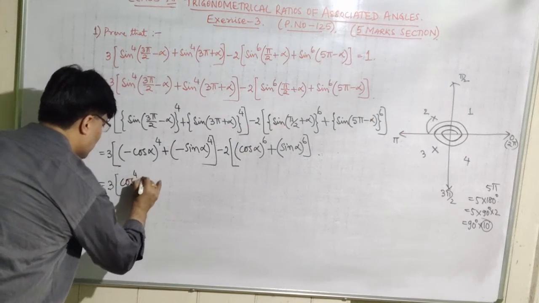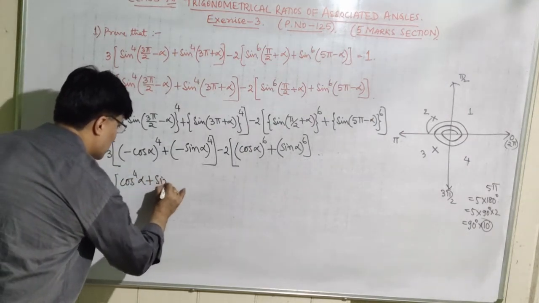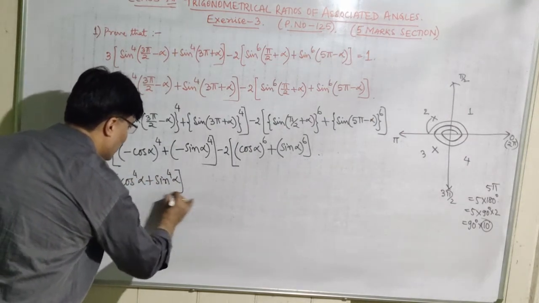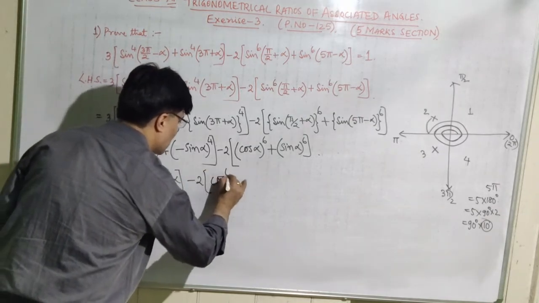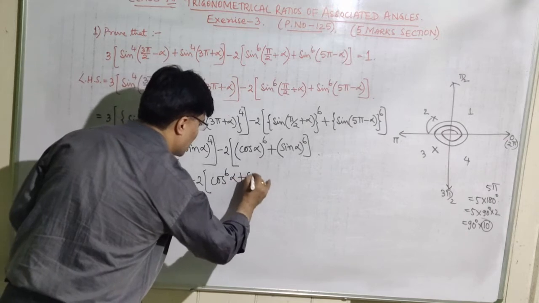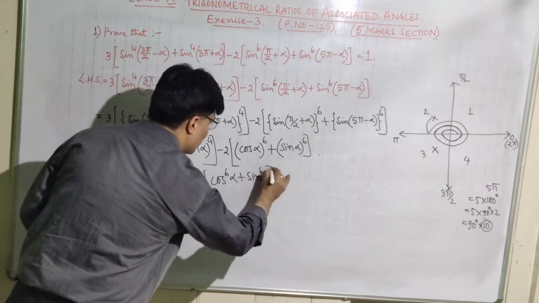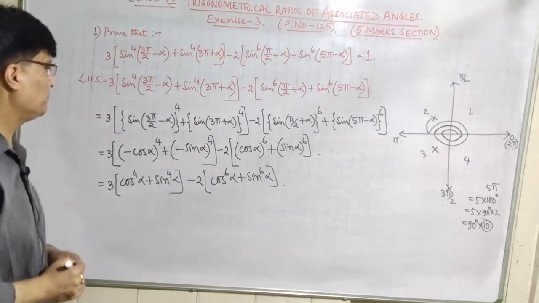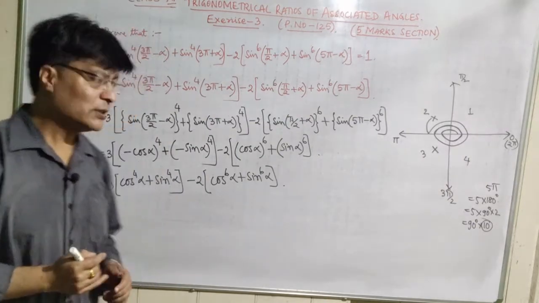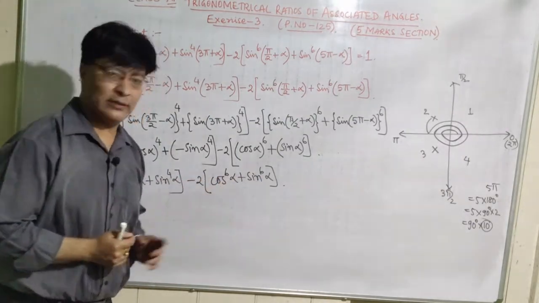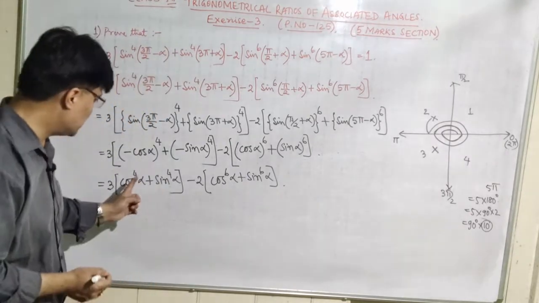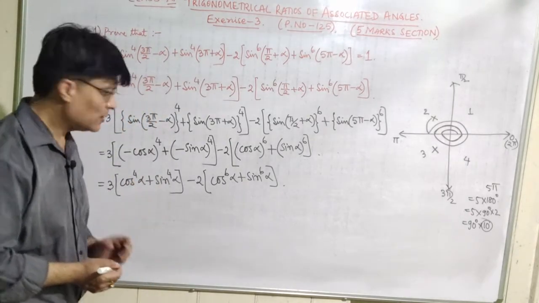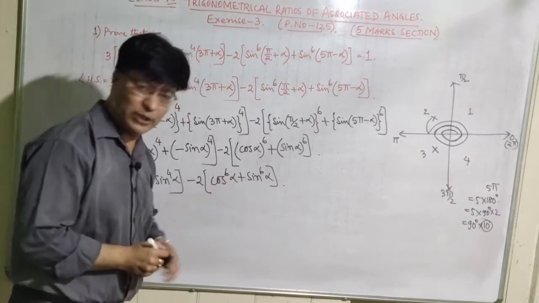So it is cos to the power 4 alpha plus sin to the power 4 alpha minus 2. So it is cos to the power 6 alpha plus sin to the power 6 alpha. Is that understood? So now we can use a formula here. What is the formula that you can use here? This is a square plus b square and this is a cube plus b cube.